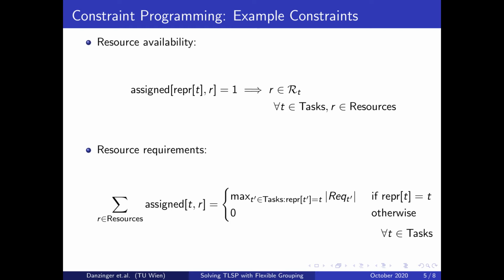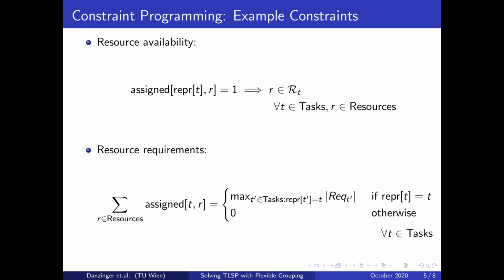This means no matter which job T is now assigned to, that job becomes limited to the resources available to T. Now let's go over the second constraint, which makes sure that enough resources are assigned to each job. This one is a little more complicated, but let's go over it step by step.